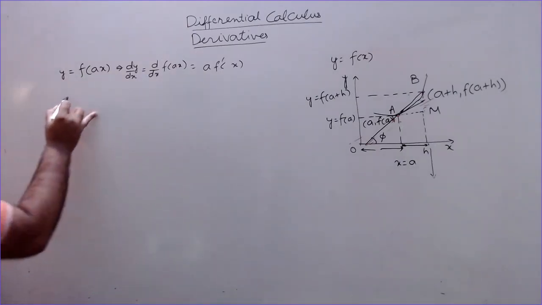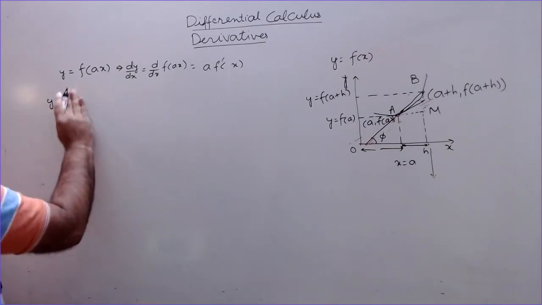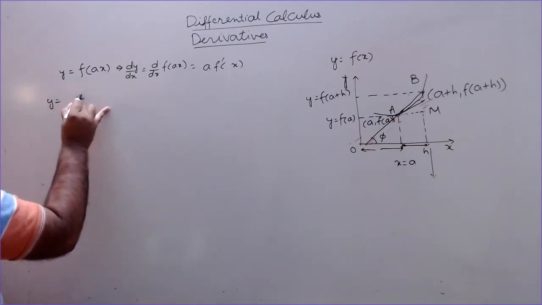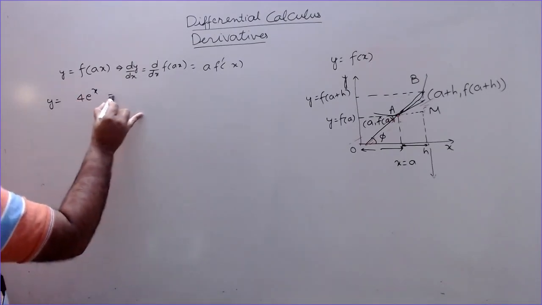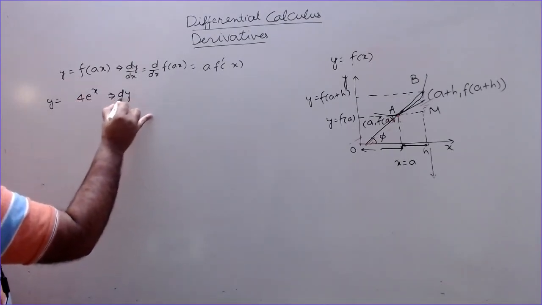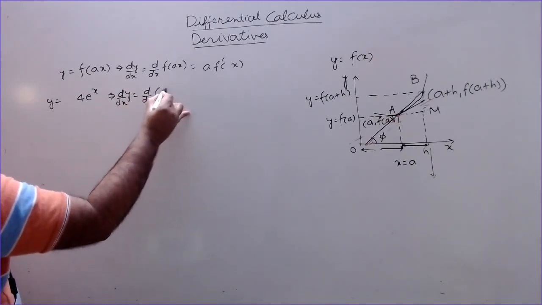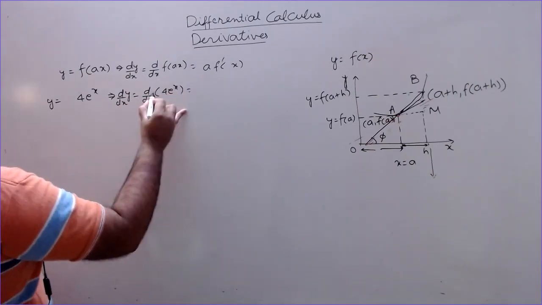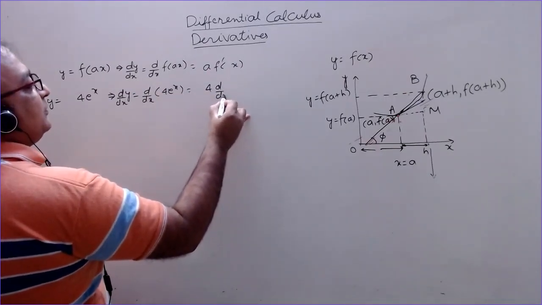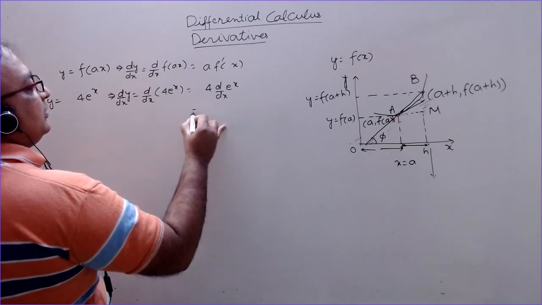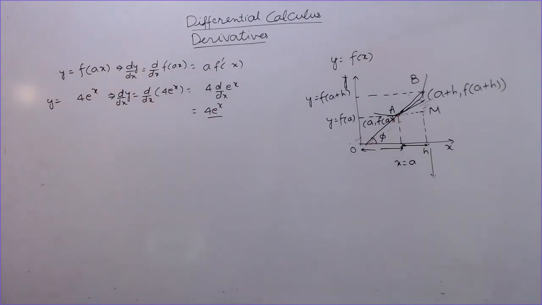Now for example, the function is y is equal to 4 e to the power x. So this gives dy by dx is d by dx of 4 e to the power x. 4 is a constant, so 4 d by dx of e to the power x. This is equal to 4 e to the power x. This is how you get it.